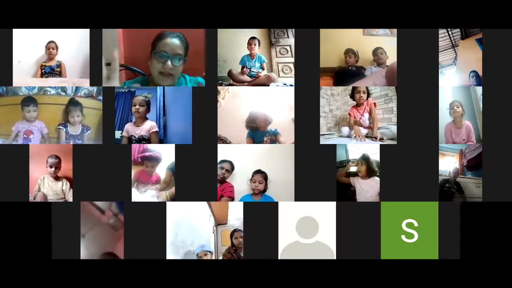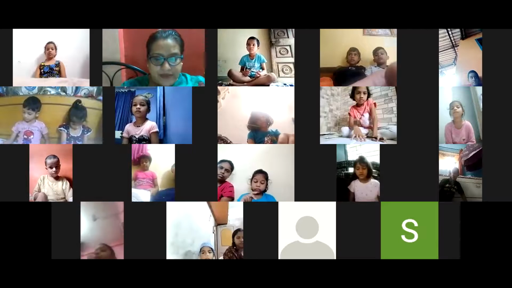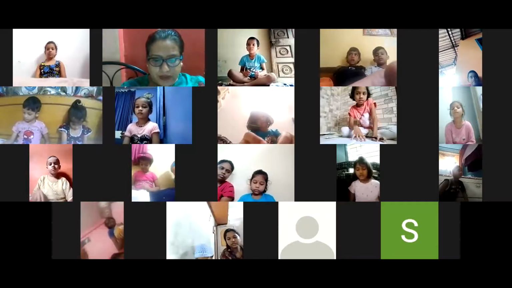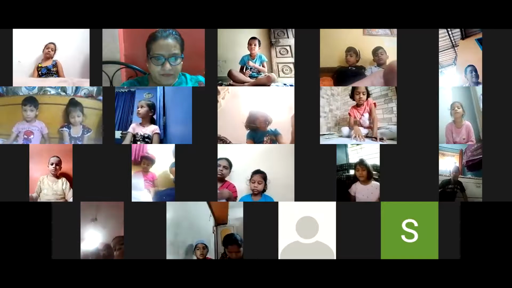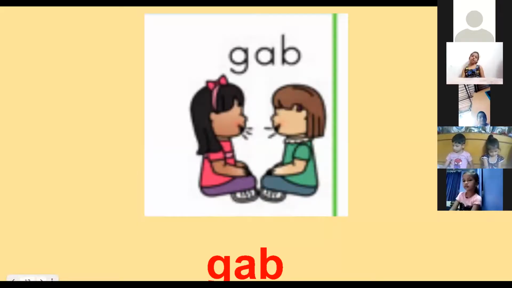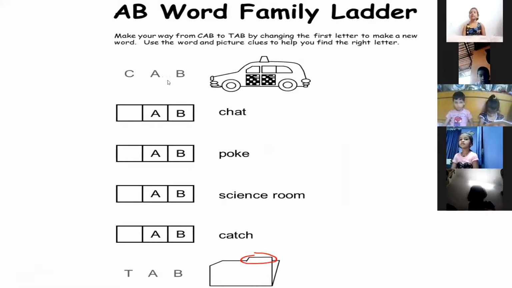Didi is going to share the screen. We are going to solve one worksheet. Okay, so let me share the screen. Yes, this is an ab family word ladder. Okay, this is a ladder. Make your way from cap. Look, the first word is cap. Make your word from cap to tap.